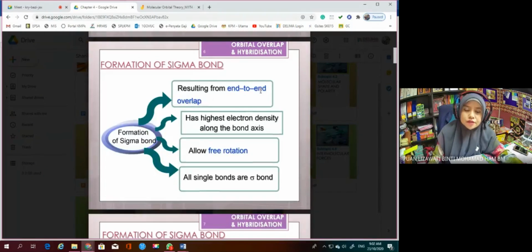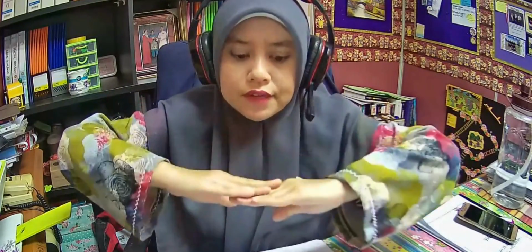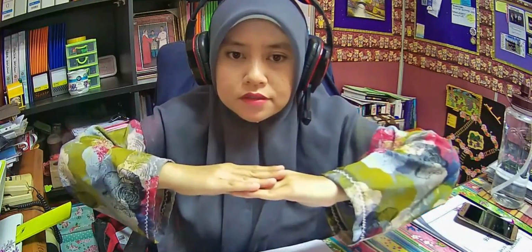Referring to your tutorial, describe the formation of sigma and pi bond. So how is the sigma bond formed? It results from end-to-end overlap. Let's say these are your fingers. End-to-end is overlapping fingertip to fingertip. The overlapping area has a high density of electrons. So that is sigma bond. It usually occurs for the px orbital. Let's say this one px, this one px, so they overlap and form sigma bond.